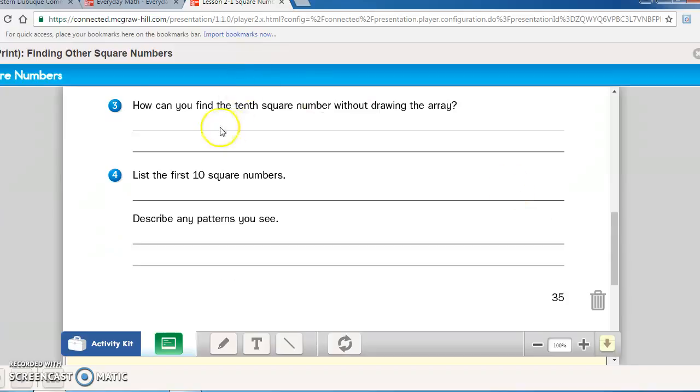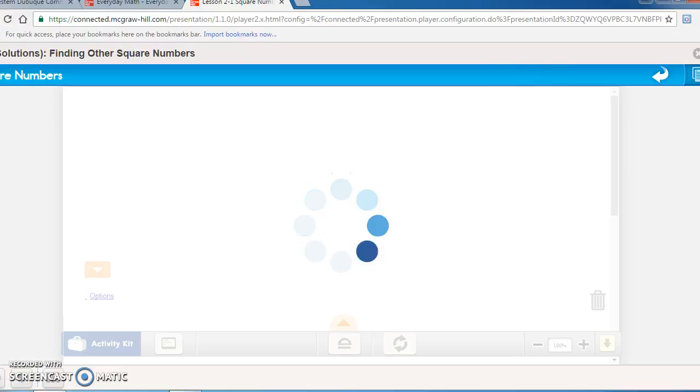Number 3, how can you find the 10th square number without drawing the array? Number 4, list the first 10 square numbers, and then describe any patterns you see. When you complete this page, go ahead and bring it up to me because you can have different answers, and I want to make sure that I clarify if your answers are not correct. Stop the tape now and finish that page 35 in your math journal.